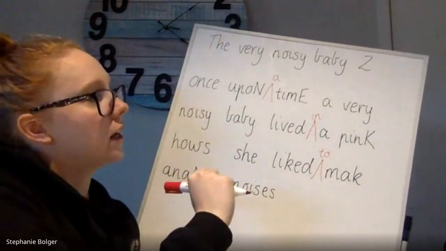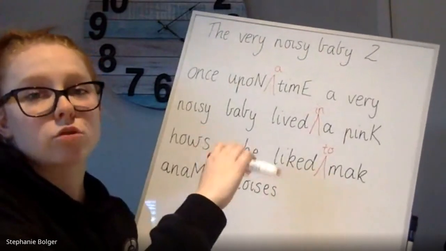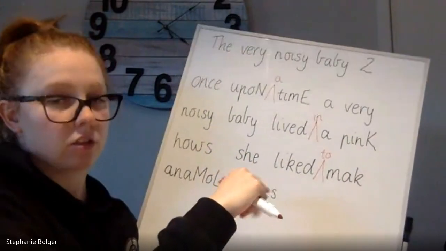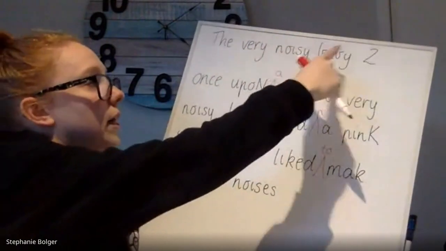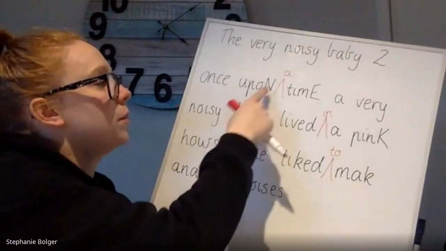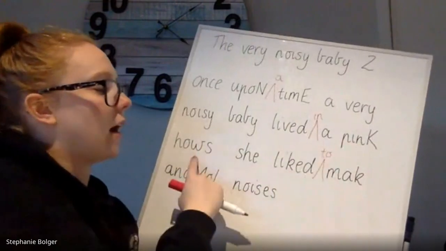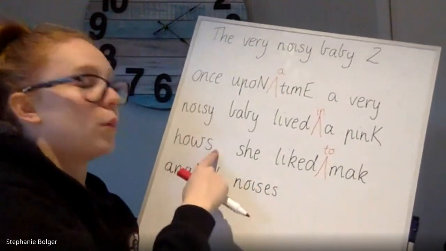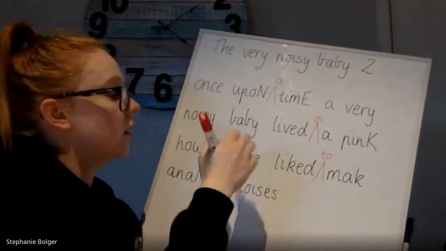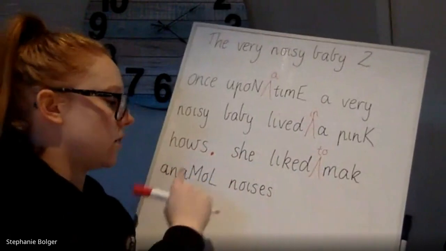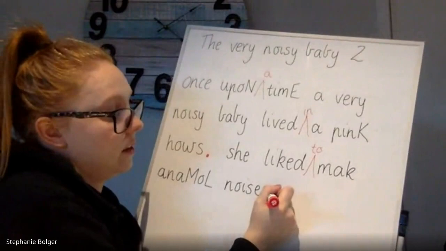Now I'm going to read it again and I'm going to check for my full stops at the end of my sentences. I know I need a full stop when I pause in my reading, so you need to listen to yourself very carefully. Once upon a time, a very noisy baby lived in a pink house. Oh, I paused. I need a full stop there. She liked to make animal noises. And that's the end, so I definitely need a full stop there. Okay.